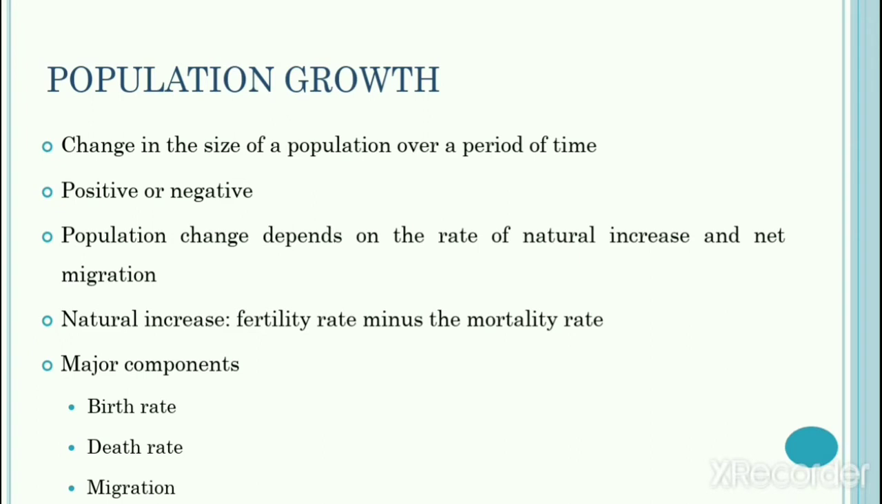Thus, there are three major components that decide the growth of population: the birth rate, the death rate, and migration. The birth rate refers to the ratio of live births per thousand persons in a year. The death rate is the ratio of deaths per thousand persons in a year. And migration is the movement of people from one place to another.